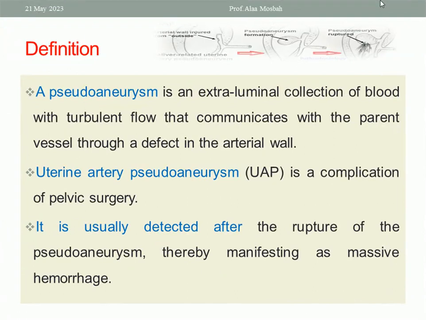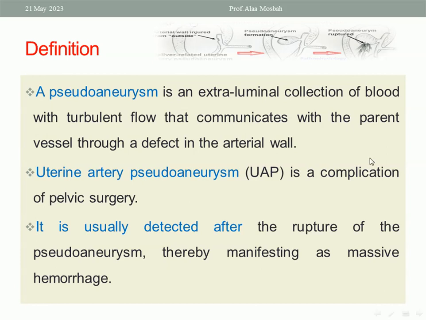What is a pseudoaneurysm? Pseudoaneurysm is an extraluminal collection of blood with turbulent flow that communicates with the parent vessel through a defect in the arterial wall. This is pseudoaneurysm. And this pseudoaneurysm happened in the uterine artery. Here, look at this picture. This is the pseudoaneurysm. Okay? An extraluminal collection of blood with turbulent flow that communicates with the parent vessel, as you see here, through a defect in the arterial wall.